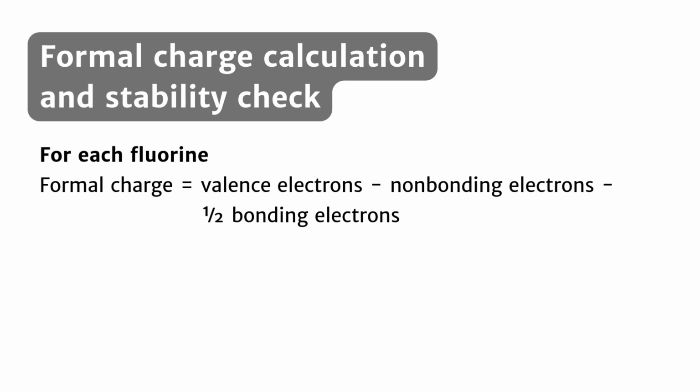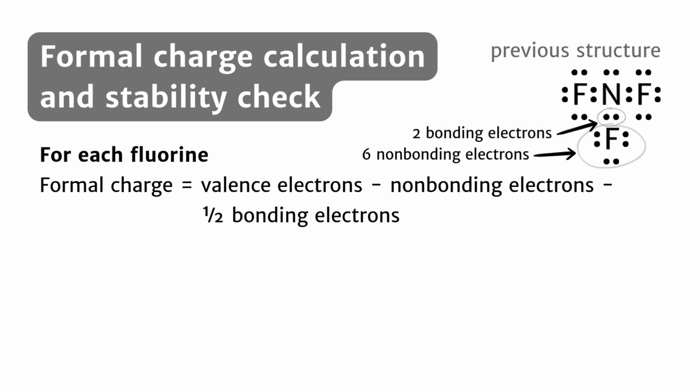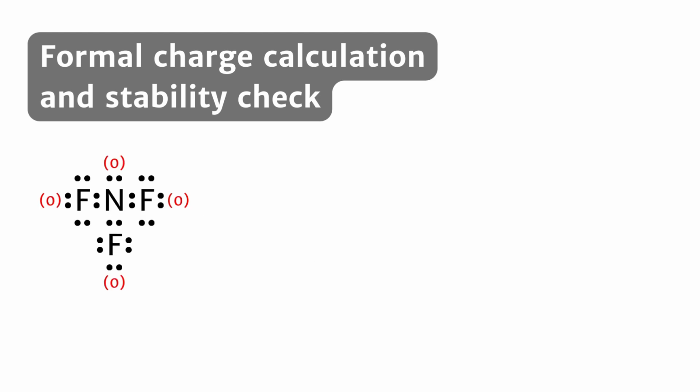For each fluorine atom, valence electrons equals 7, non-bonding electrons equals 6, and bonding electrons equals 2. So, the formal charge equals 7 minus 6 minus half multiplied by 2, which also equals 0. The formal charges on the nitrogen and each fluorine atom are indicated, and it is evident that the current structure is stable, as no formal charges are present on any of the atoms. Therefore, this structure can be considered the stable Lewis structure of NF3.